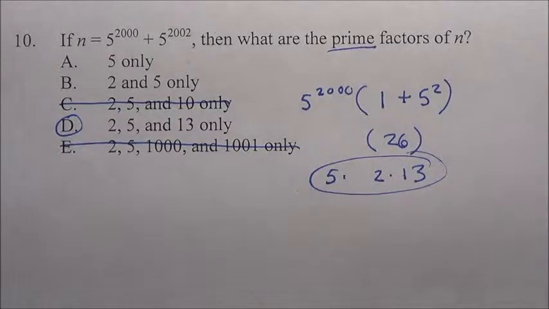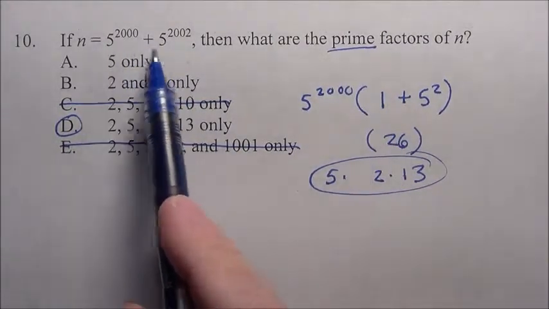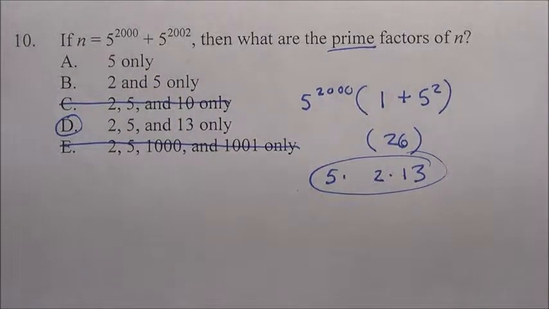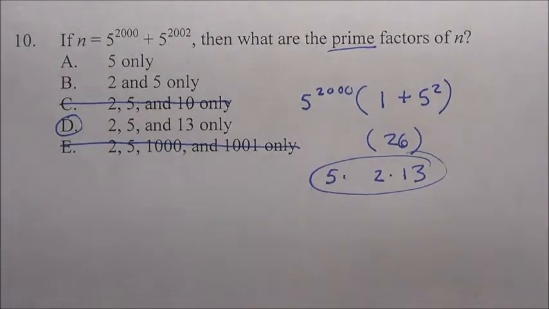Not too bad. But you got to remember how to factor out. And that's what a lot of people forget here. We're so used to just factoring, pulling an X out, that you got to remember you can pull 5 to the 2,000th out here. Problem number 10, give it some thought. Not too bad.